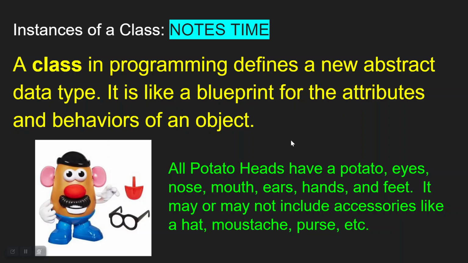And we can think of classes kind of like potato heads. You go to the store, you buy a potato head. All potato heads have a potato, your body. They've got eyes, a nose, a mouth, ears, hands, and feet, and then it may or may not include accessories like a hat or a mustache or a purse, etc. So a potato head, what you buy in the box, is kind of like your class. It contains all of the stuff that are common to that particular object.